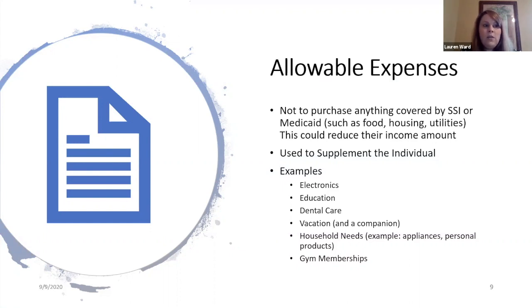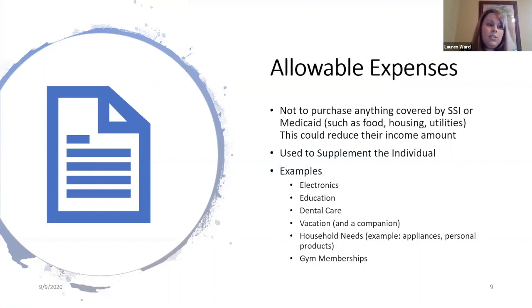And what you can't are things that should be covered by SSI or Medicaid. And Medicaid is not going to always cover everything you need. For instance, they won't cover certain types of wheelchairs. So we may want the higher level wheelchair for that person. And it's okay for the trust to pay for that.